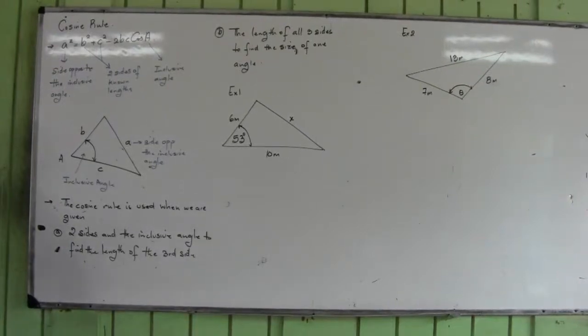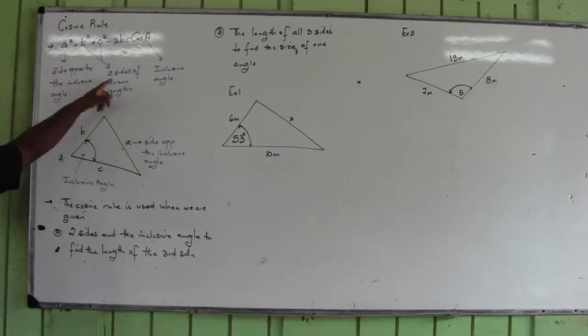Okay. The next rule that we have to look at is the cosine rule. The cosine rule says a squared is equal to b squared plus c squared minus 2bc cosine A. What is important is what the letters mean. In the formula, a is the side that is opposite the inclusive angle.